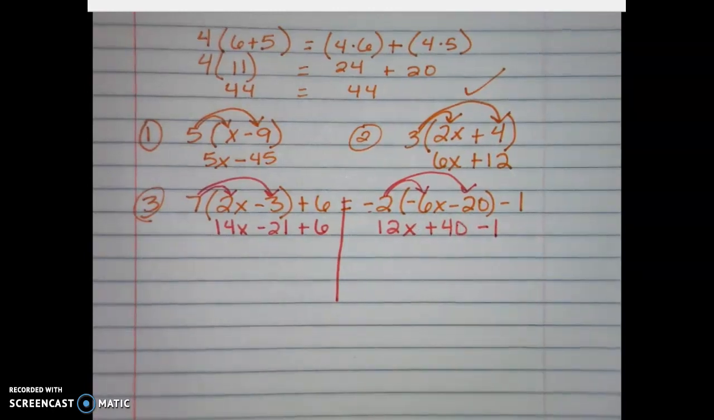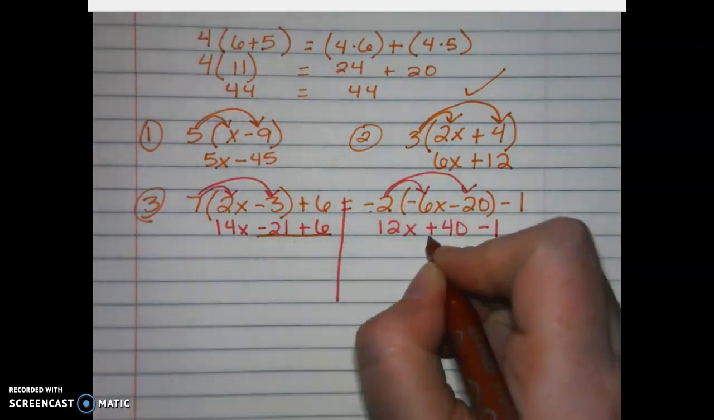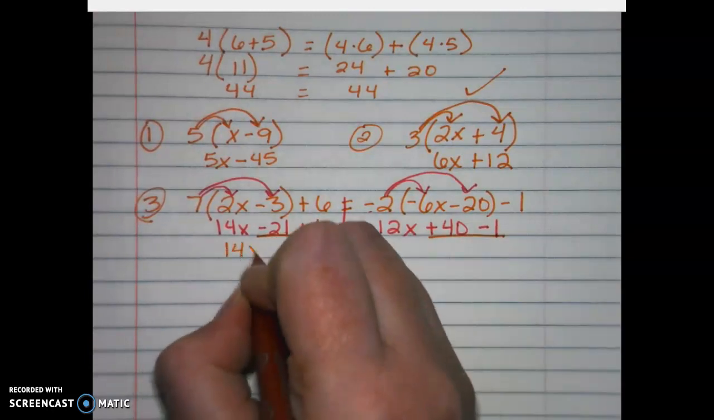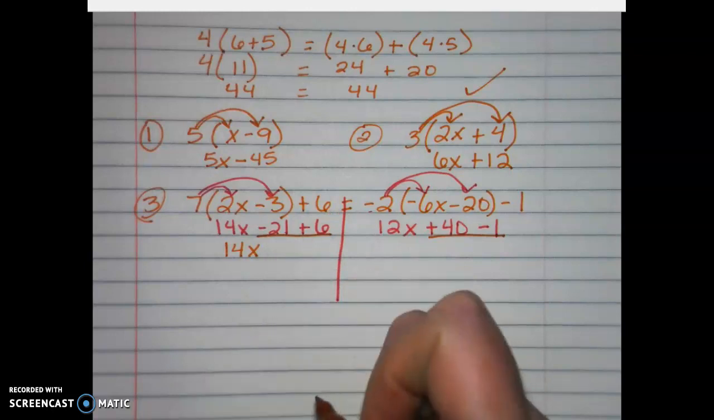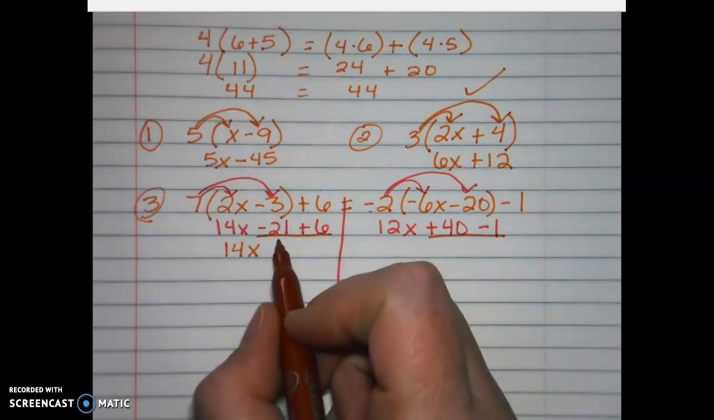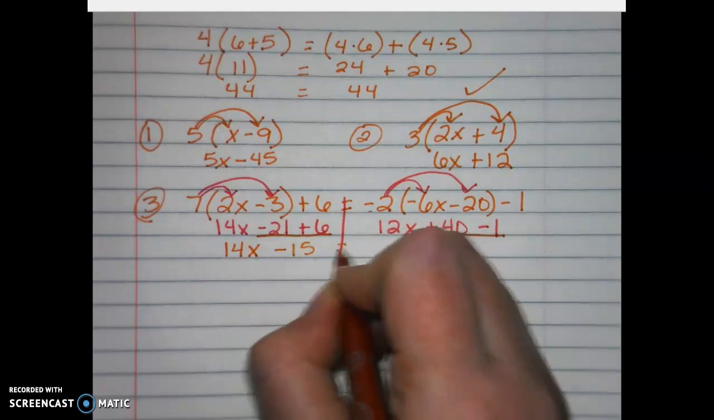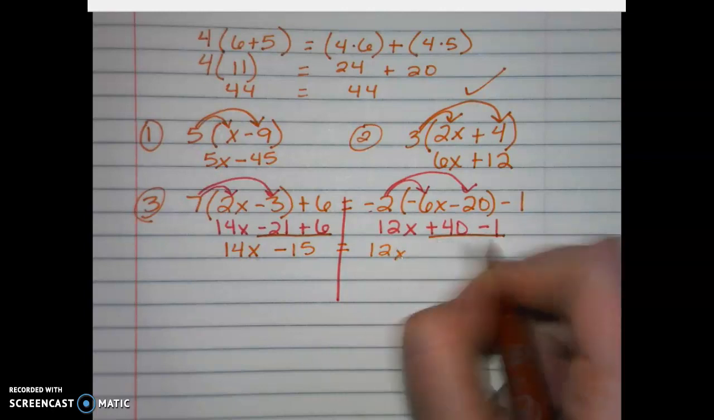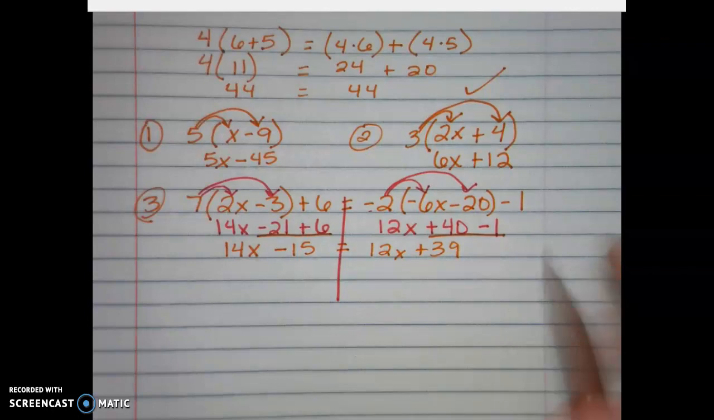Now this is the part where I like to clean things up. And these are like terms. These are just constants. So I can just bring this 14x down. And negative 21 plus 6 is negative 15. And then I've got 12x, and 40 minus 1 is 39. Okay?